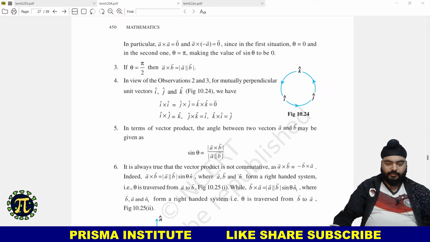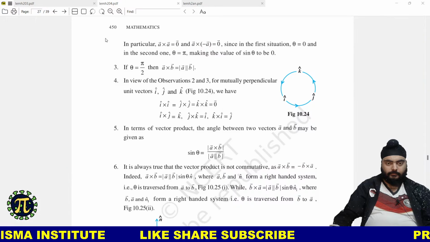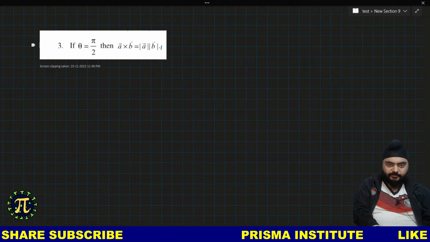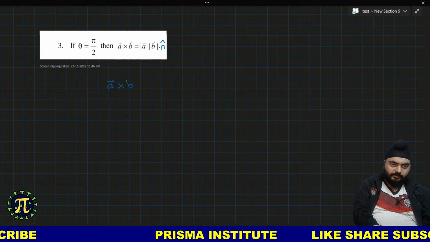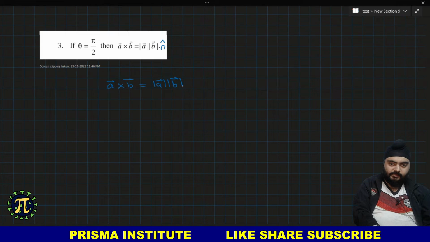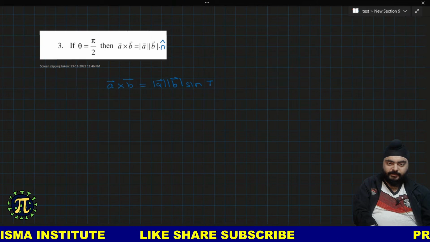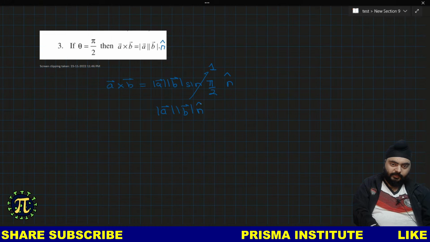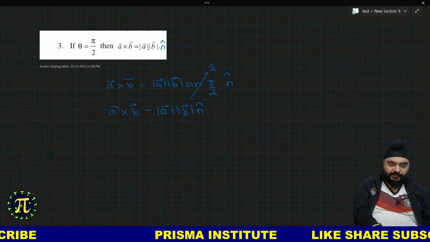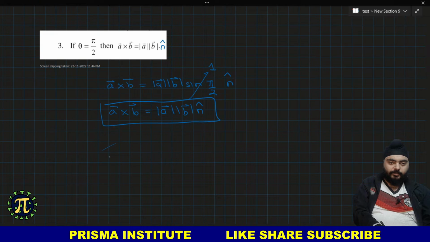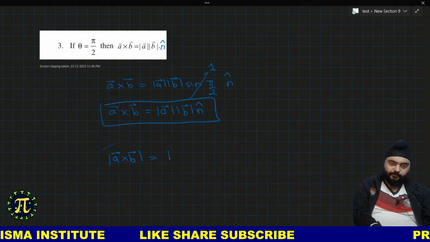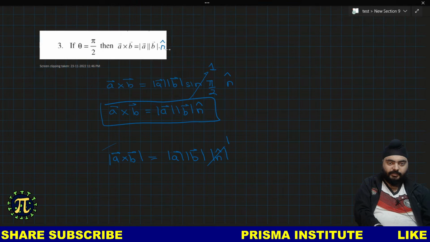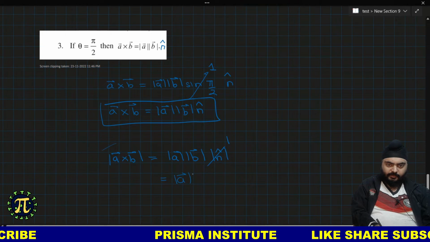Moving further to the third observation, if theta is pi by 2, then we have this result. Something is missing here: n cap is missing. A cross b, by definition, is magnitude of A, magnitude of B, sine of the angle between them. Since theta is pi by 2, sine pi by 2 is 1, into n cap, so the result is magnitude of A, magnitude of B into n cap. This is a vector. But the magnitude of A cross B will be magnitude of A into magnitude of B into magnitude of n cap, which is 1. That is the NCERT result. They should keep a mod here if they do not want to write n cap there. So it is magnitude of A into magnitude of B.